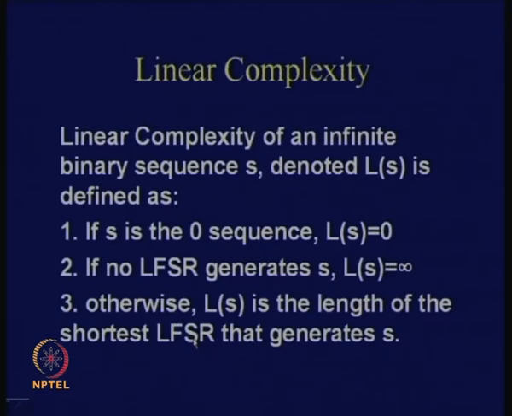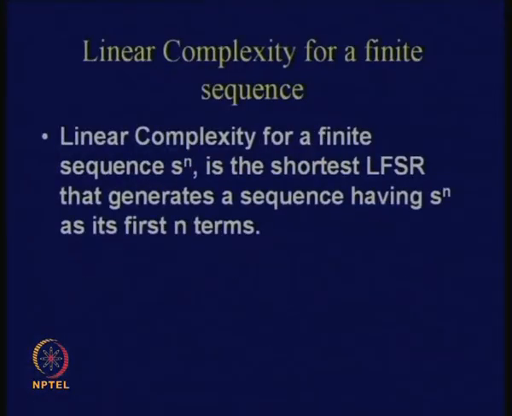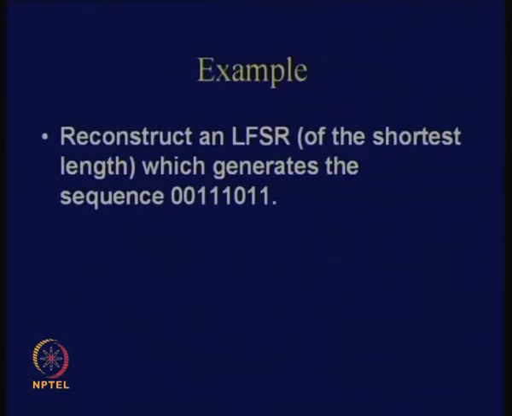So, what I am interested in is finding the smallest LFSR which will generate a given sequence. There are two things I am interested in: one is the length of the LFSR, that is, the smallest length which generates it, and the other is the corresponding connection polynomial. How do I understand that? Let us start with a simple example, because there is a quite involved algorithm, and we will decide whether to go in depth or not, but at least we will try to appreciate what is meant by linear complexity.